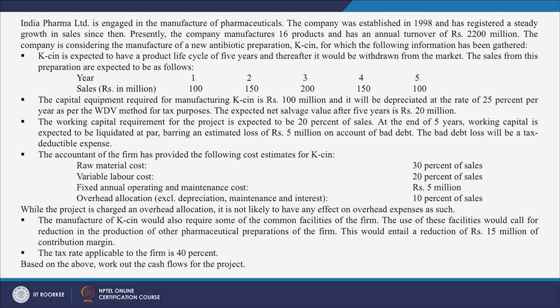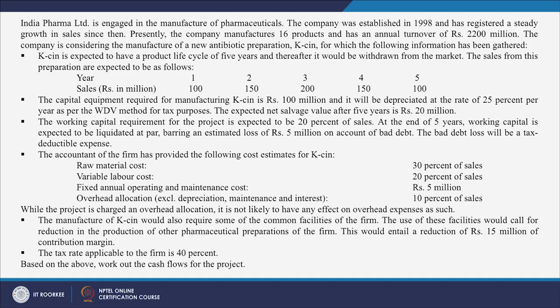So, it means whatever investment we are making in the working capital, that is 20% of sales. At the end of the life of the project, in the 5th year, out of the 20% of sales which we have invested in the working capital, 5 million rupees will not be realizable. They will turn into bad debts. The bad debt loss will be tax deductible. So, it means the final loss will not be much. The actual loss will be the total loss of 5 million minus the tax payable on that value of 5 million rupees, that is, the total loss minus the percentage of the tax.